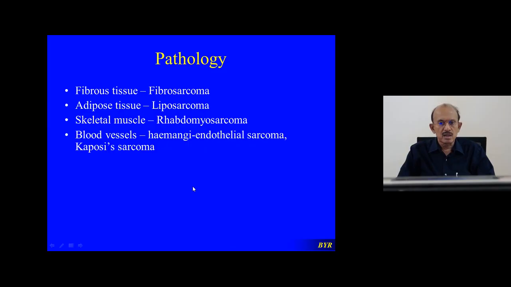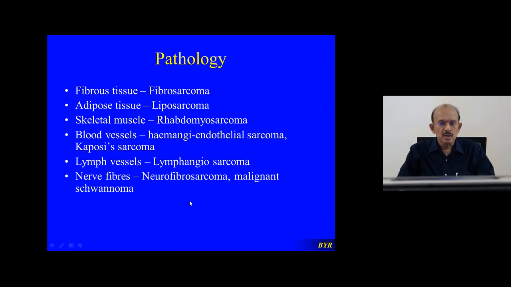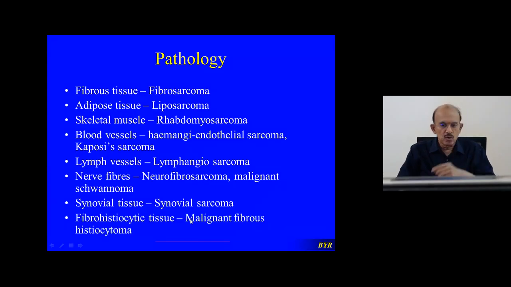Blood vessels, it is called hemangioendothelial sarcoma or Kaposi's sarcoma. Lymph vessels, lymphangiosarcoma. Nerve fibers, neurofibrosarcoma and malignant schwannoma. Synovial tissue, synovial sarcoma. Fibrohistiocytic tissue, malignant fibrous histiocytoma. So these are all the various types of sarcoma. But usually sarcomas are all grouped under soft tissue sarcomas. So these are the types of soft tissue sarcomas.